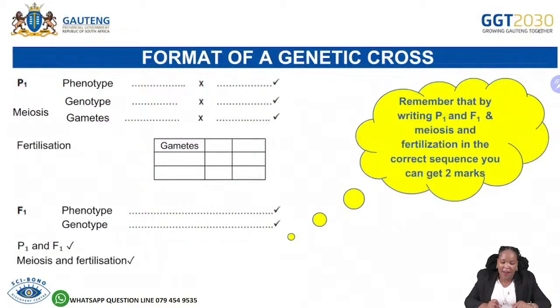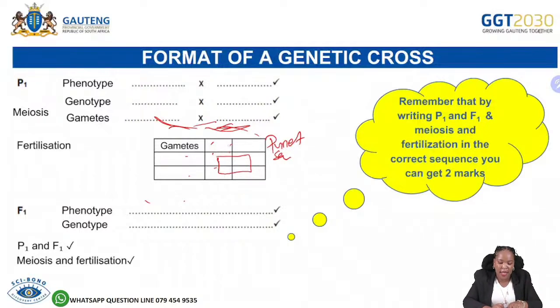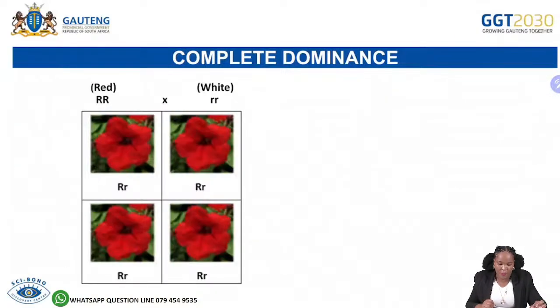Right, this is just another way that you can use when you don't want to do the crosses, especially when you have a dihybrid cross: you can use a Punnett square. A Punnett square helps you to see where your gametes are, and then you write your offspring here. So this is the same as that one, but here you use a Punnett square instead of the cross method. And remember those marks for P1 and F1, and then meiosis and fertilization. These are 3 marks that you need to remember.